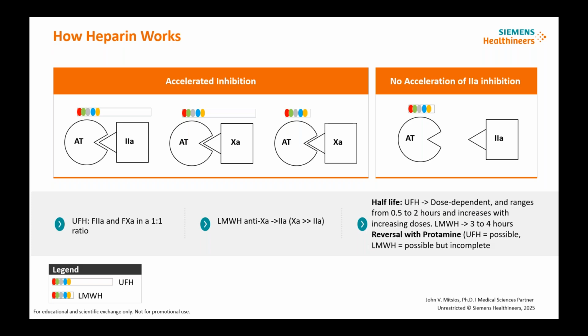But what's also important is how do we reverse the effects of unfractionated heparin? Typically protamine is given to reverse the anticoagulant effects. With respect to unfractionated heparin, it's possible, and with respect to LMWH, it's possible, but there's incomplete reversal. And this plays an important role, especially when we want to calculate the protamine reversal, or how much protamine we would have to give to the patient, where the anti-10A assay does play an important role.